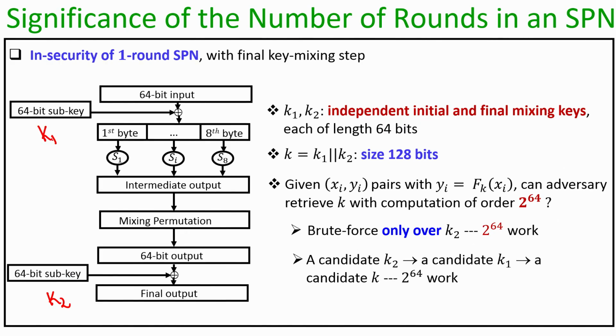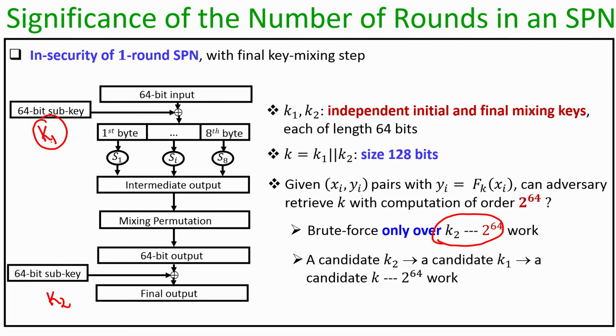It is sufficient for the adversary to just do a brute force over all candidate K2s, because for each candidate K2 that the adversary thinks in its mind, it gives him one candidate K1, and that candidate K1, with respect to the candidate K2 with which the adversary has done the brute force, gives him one candidate K. That is the overall idea here. So, the adversary does not need to do an explicit brute force over each candidate K1 and independently a brute force with each candidate K2. It suffices for the adversary to just do a brute force over each candidate K2.